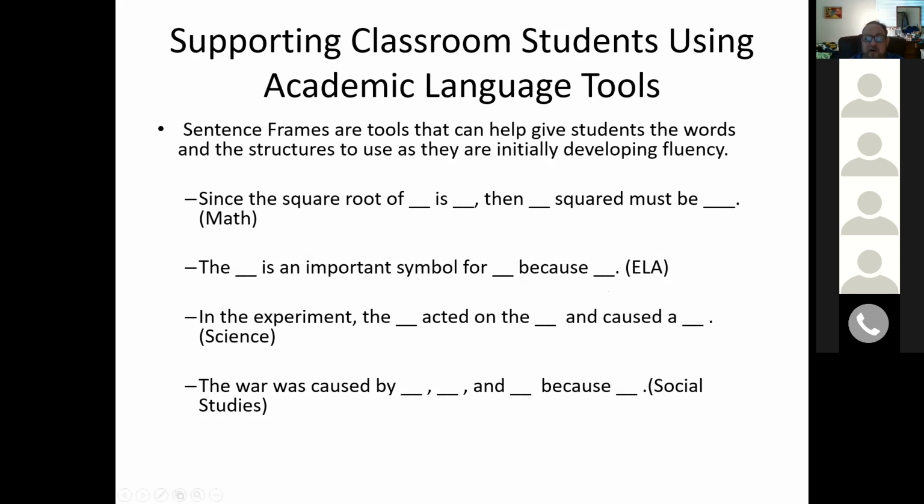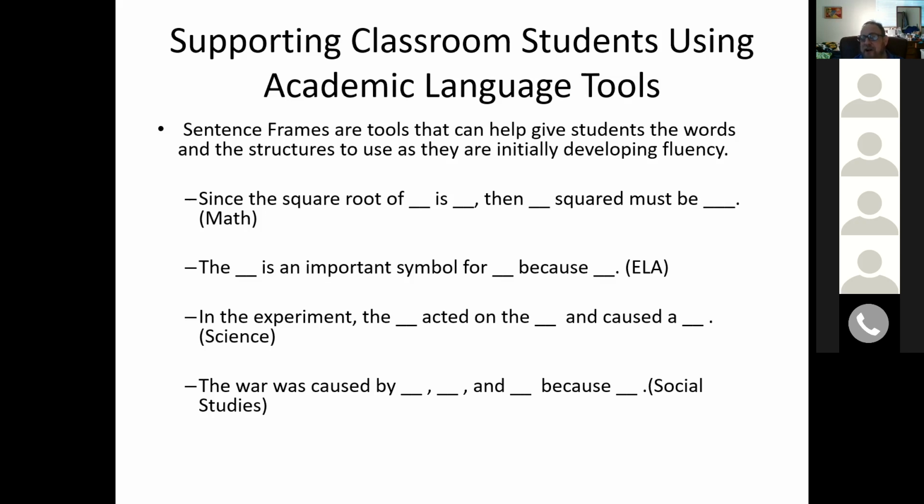So here are some possible structures. Since the square root of blank is blank, then blank squared must be blank. The blank is an important symbol for blank because blank.